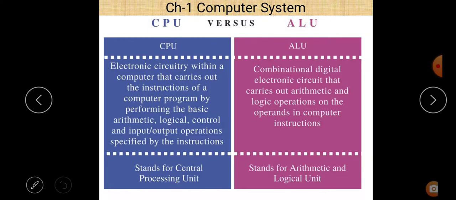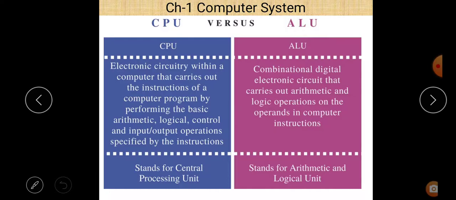So that is the difference between CPU and ALU. Actually, when we compare CPU versus ALU, one thing should be clear: ALU is a part of the CPU, and ALU basically performs all the arithmetical and logical operations, and the CPU contains three basic parts. ALU is one of them, second is CU, and third is register.